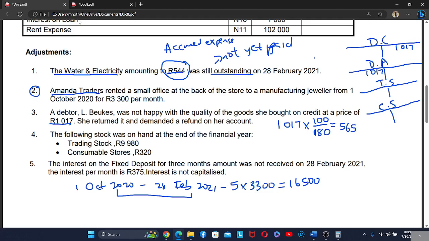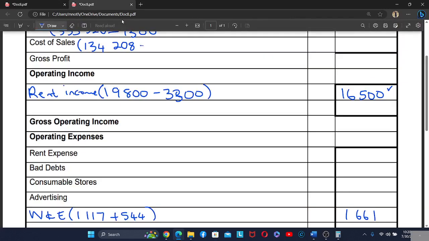Now, a debtor is returning the goods, right? So when a debtor is returning the goods, what is supposed to happen to the trading stock? The trading stock is supposed to increase. It increases on the debit side. And then what happens to the cost of sales? The cost of sales is decreasing by 565. So let's go and decrease our cost of sales.